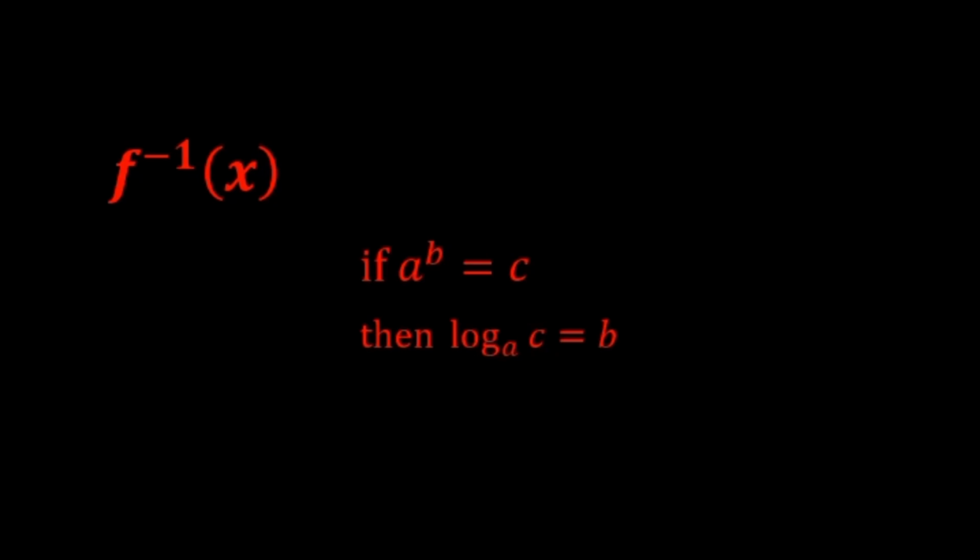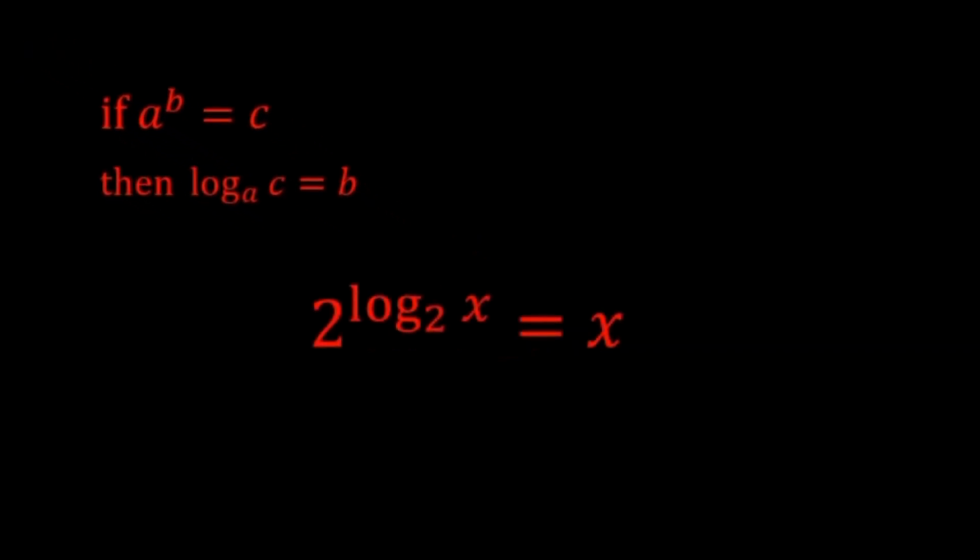Fun fact, 2 to the log base 2 of x is equal to x. Because 2 to the x and log base 2 of x are inverse functions, 2 and log 2 cancel each other and we are left with x. Basically, that's the behavior of inverse functions in this case.